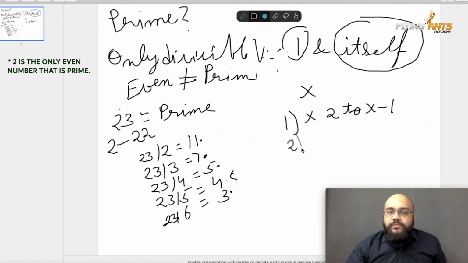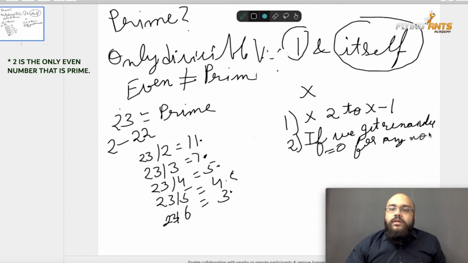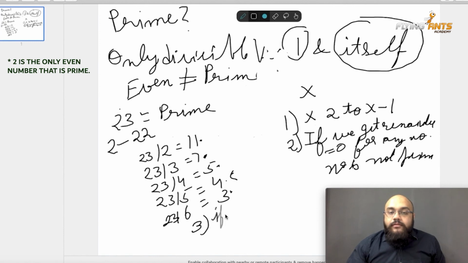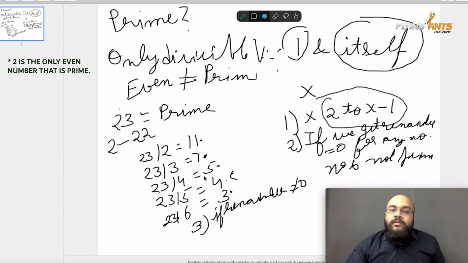The second step would be, if we get remainder equal to 0 for any number, we can be sure that the number is not prime, right? And then third, if the remainder is not 0 for any number from 2 to x minus 1, we know that the number is prime.